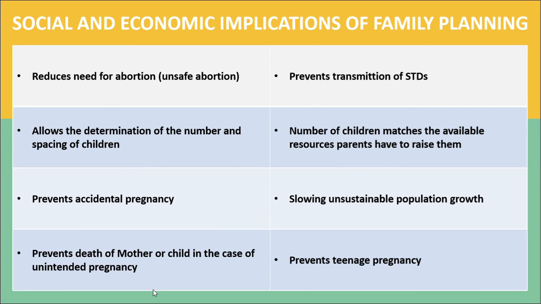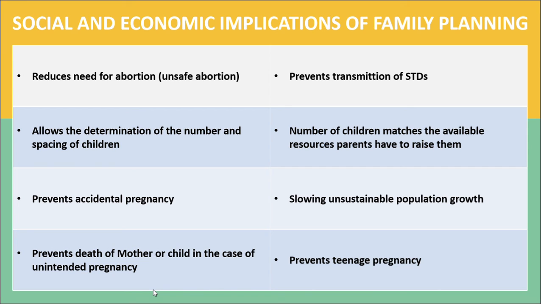Now these are the social and economic implications of family planning. It reduces the need for abortion or unsafe abortion. It allows the determination of the number and spacing of children. It prevents accidental pregnancy. It prevents death of the mother or child in the case of unintended pregnancy. It prevents the transmission of STDs.